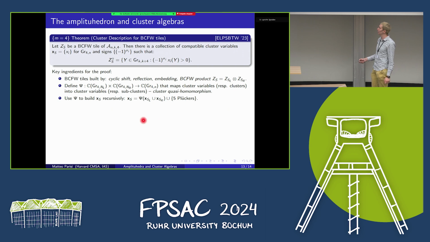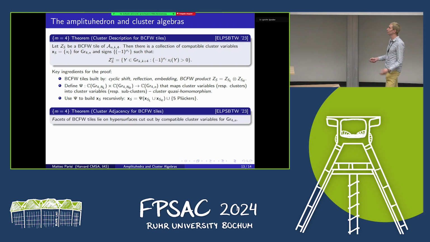So this is a cluster quasi-homomorphism that was not known within the cluster algebra of 4, n. So it also gives a new way to find cluster quasi-homomorphisms. I also want to mention that as a corollary of our work, we also proved the so-called cluster adjacency conjecture for BCFW tiles, which says that the facets of these tiles lie on hypersurfaces cut out by compatible cluster variables for the Grassmannian 4, n.